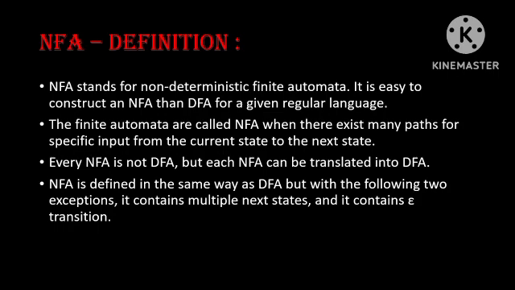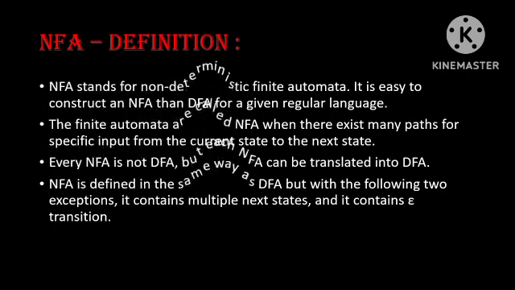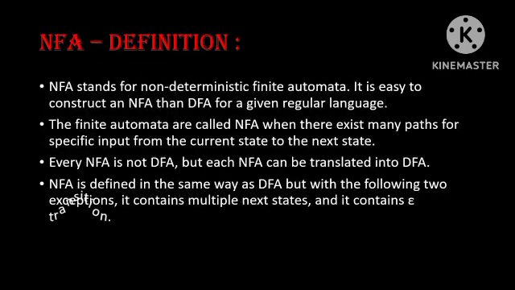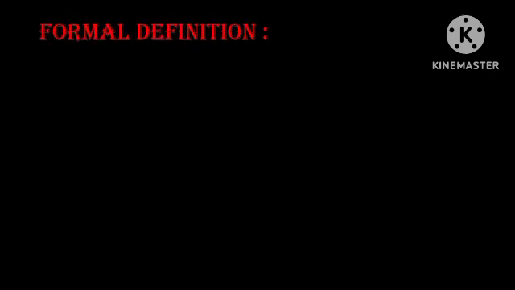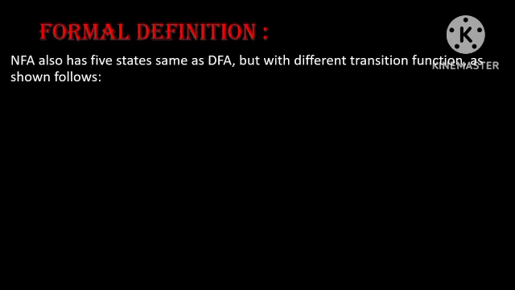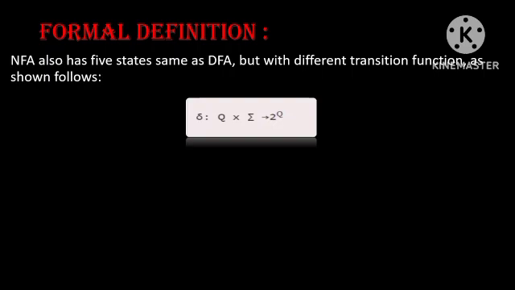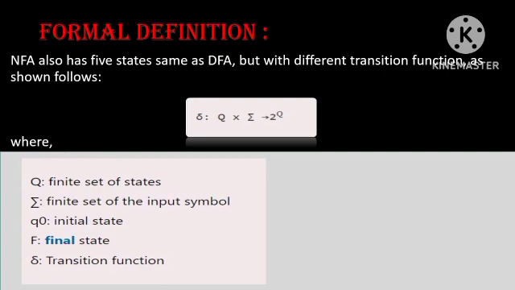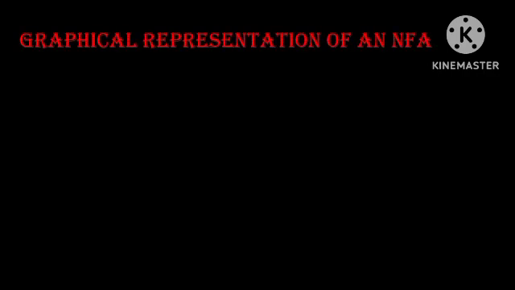NFA is defined in the same way as DFA, but with the following two exceptions. It contains multiple next states and contains a sigma transition. NFA also has 5 tuples, same as DFA, but with a different transition function as shown. Q stands for the finite set of states, sigma is the finite set of input symbols, Q0 is the initial state, F is the final state, and delta is the transition function.